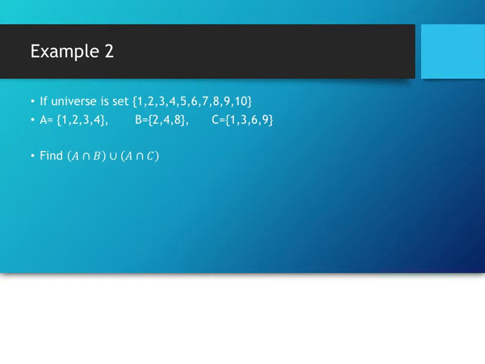All right, so now I want you to find a different one. Let's do A intersect B union A intersect C, and see what you get on that one. Again, push pause on the video and then come back to see if you got it right.